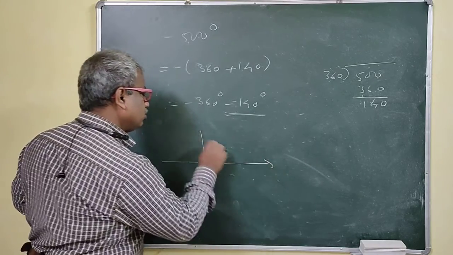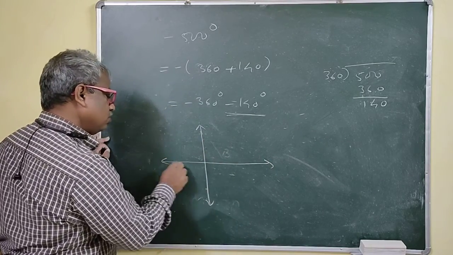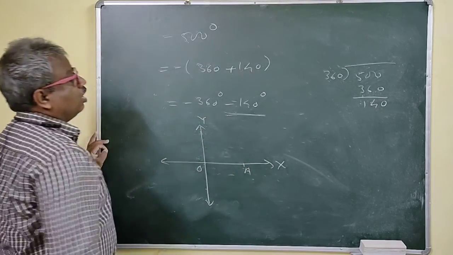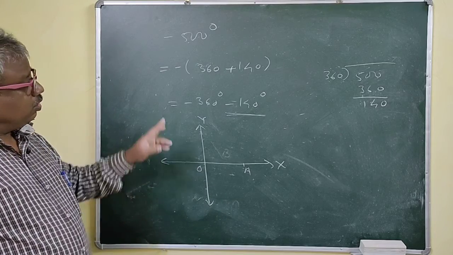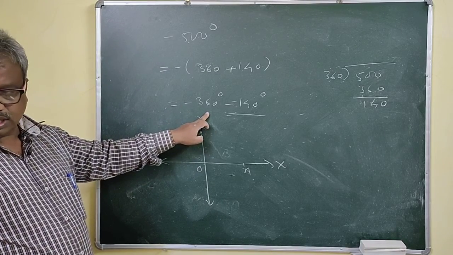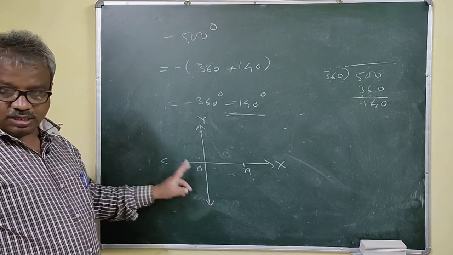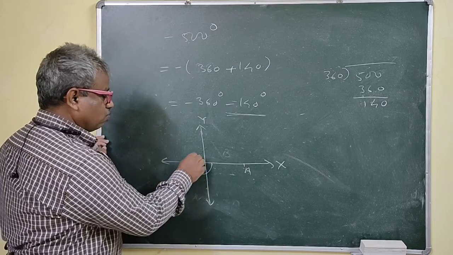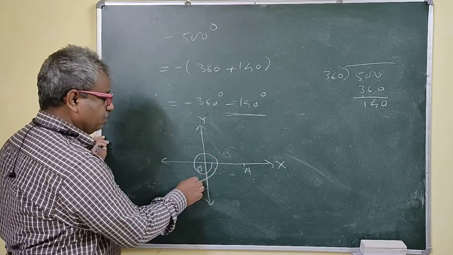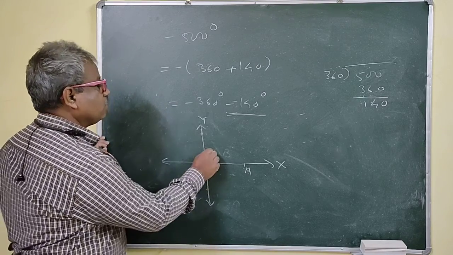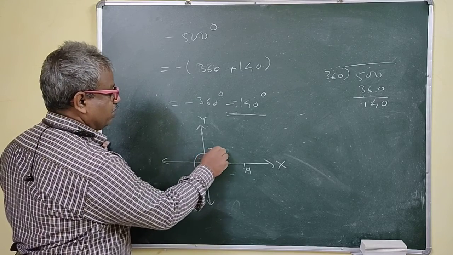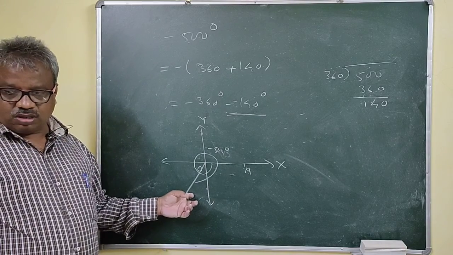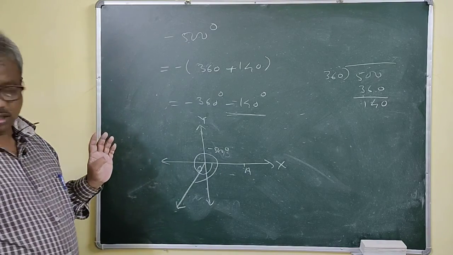Draw the figure. This is your O, this is x-axis, this is y-axis, this is A. So you go in the clockwise direction. One rotation is completed. After that 140, this is 90, this is 180. That means you will be here then. One complete rotation in clockwise direction and then here. Right? So this angle is minus 500 degree. The terminal arm lies in the third quadrant. Therefore, this angle is in the third quadrant.